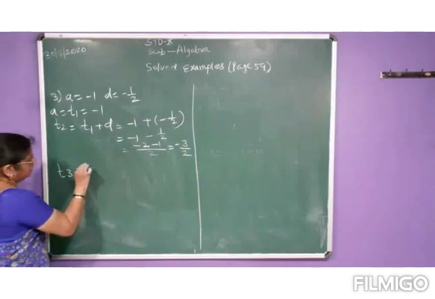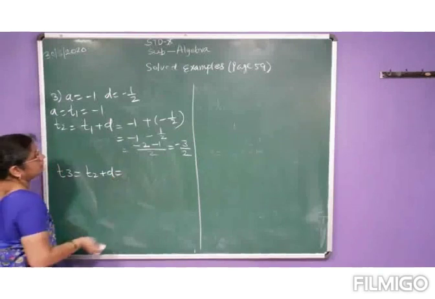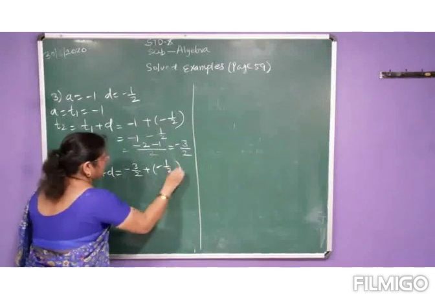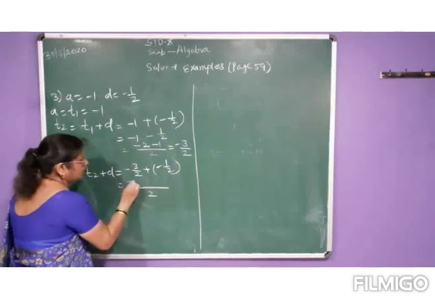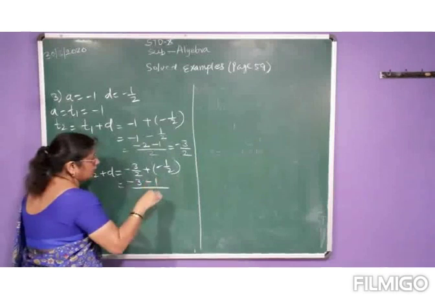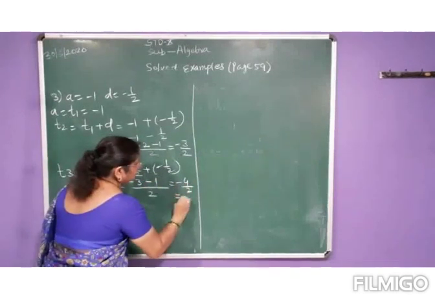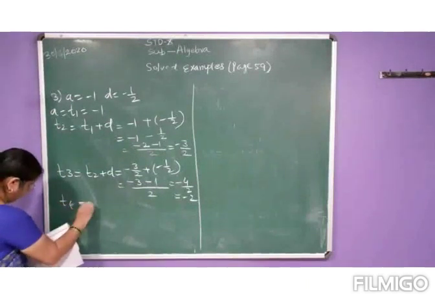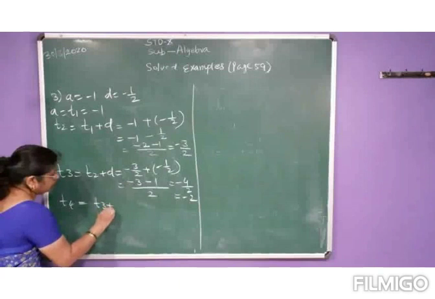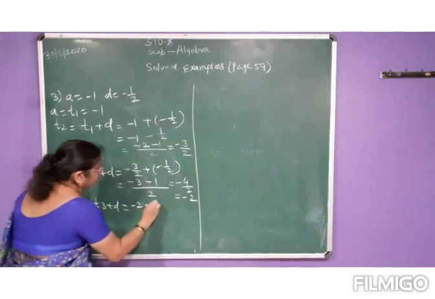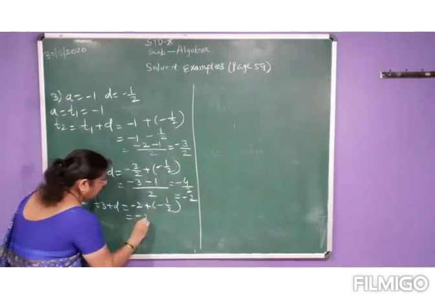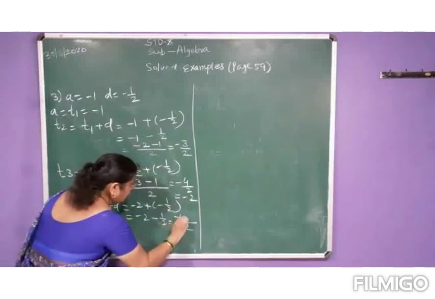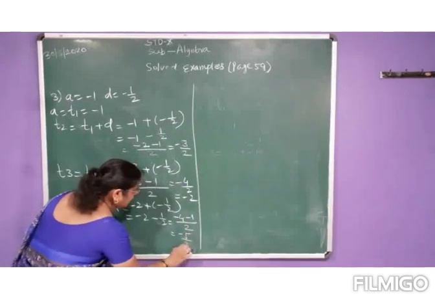Now we need to find out T3. T2 plus D. Now T2 is minus 3 upon 2 plus minus half. So again the denominator is same. Minus 3 plus minus minus 1. So minus 4 upon 2 you will get minus 2. Now we will find out T4. T4 is T3 plus D. Minus 2 plus minus half. Minus 2 minus half. So 2. Minus 4 minus 1. So minus 5 upon 2.